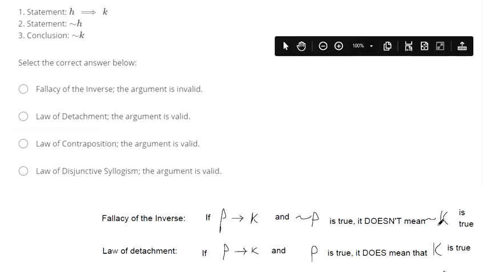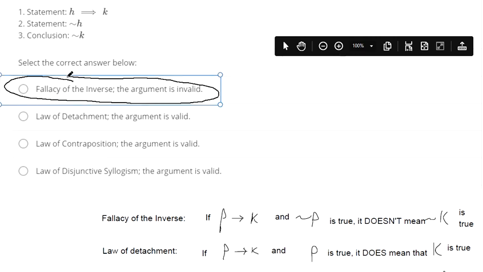I think I wrote down K instead of Q because I was looking up here. This is the fallacy of the inverse. The argument is invalid, okay? We don't know anything about what happens when not H is true. All we know is something happens when H is true.